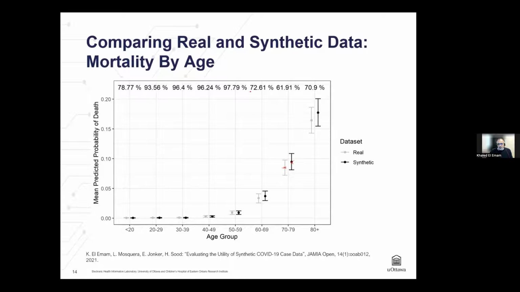And the numbers up here are the confidence interval overlap. So in this case, 72.6% of the average confidence intervals overlap between the real and synthetic data. So this is encouraging, but this is a relatively straightforward, essentially cross-sectional analysis.